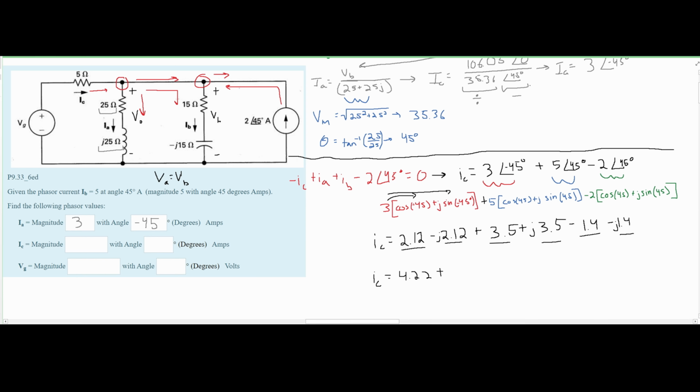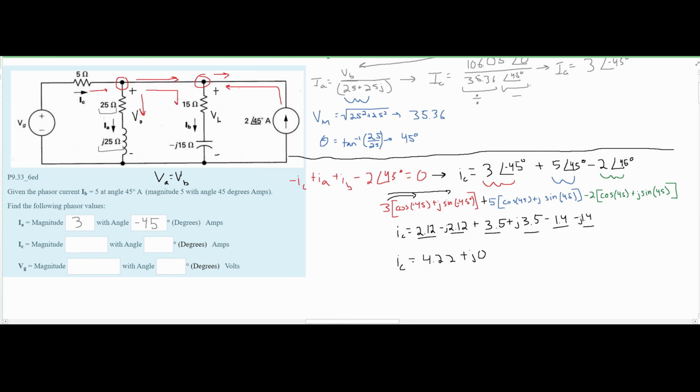So we're just going to add a j times 0 here. If you didn't round everything down like I did, then you'll probably get exactly 0. However, if I add all the numbers I actually got out of my calculator, it turns out to be 0. So from here, we have our IC.